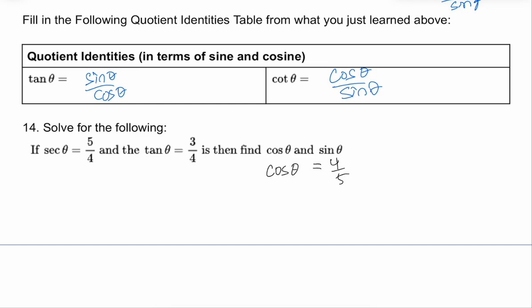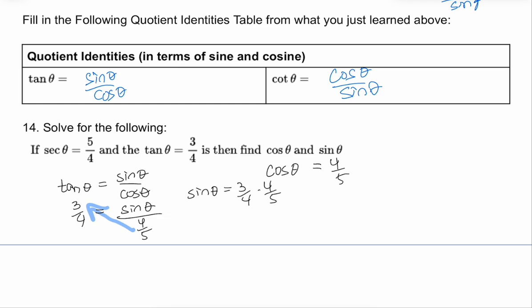We know that the tangent is sine over cosine. Now that we know the cosine, let's just fill those values in. The tangent is 3/4. I don't know the sine. The cosine is 4/5. I can use cross multiplication so that the sine is 3/4 times 4/5. So a tangent times a cosine will always be a sine because of the fact that tangent is sine over cosine. So the 4's cancel.